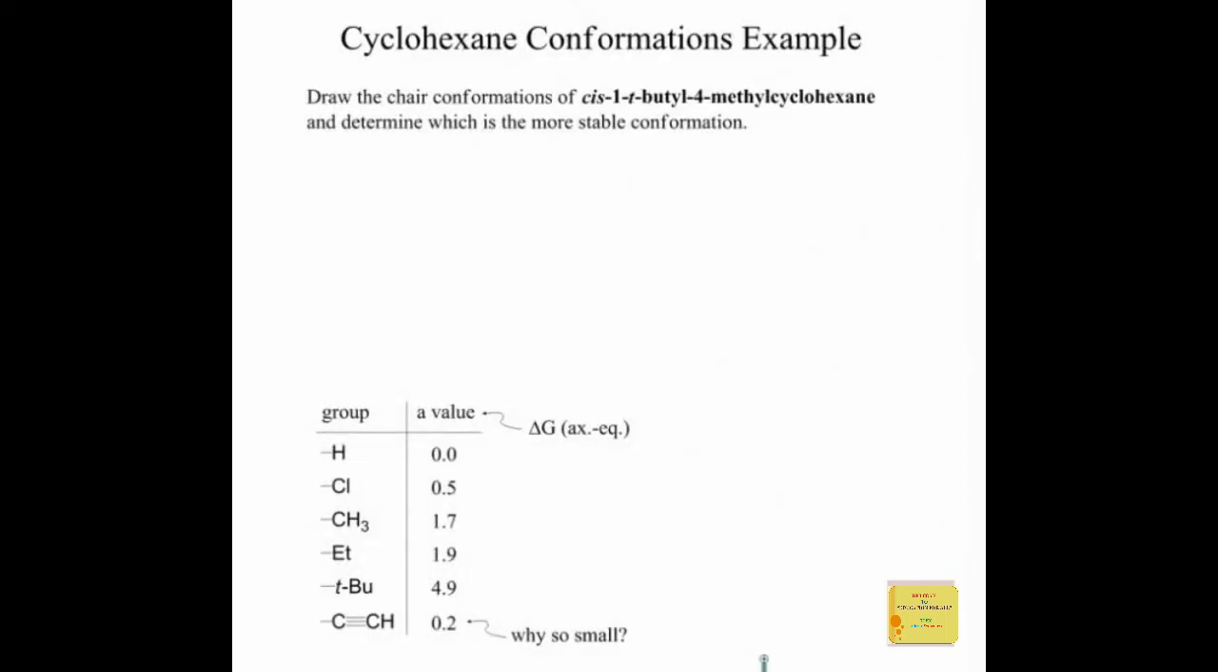Let's try just one example of this. How about if we're asked to draw the chair conformations of cis 1-tert-butyl-4-methyl cyclohexane? Now, cis means that the groups are both up or both down. So let's draw a chair. Let's just draw it flat first. In one position, we have a methyl group. In the other position, we have a tert-butyl group. So just so we get oriented, this is what we're trying to draw. And so we want to draw chair conformations. So let's draw one chair.